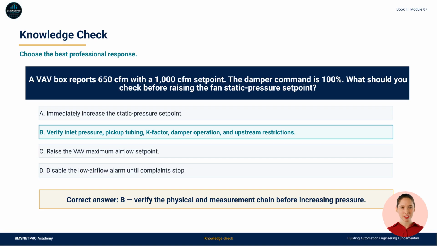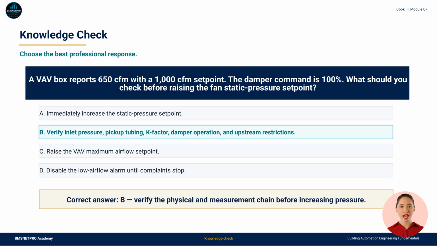Let us apply the reasoning. A VAV box reports 650 CFM when the set point is 1000 CFM and the damper command is 100%. The quick reaction is to increase the fan static pressure set point. But before doing that, verify the physical and measurement chain.